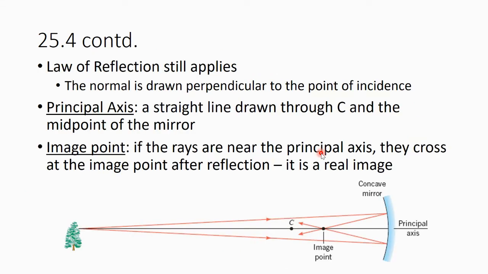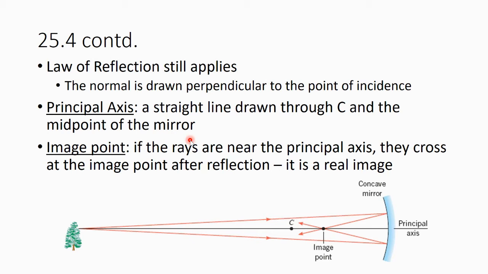So the law of reflection still applies for spherical mirrors, and the normal is drawn perpendicular to the point of incidence. So my normal line is the perpendicular line where the ray actually hits the mirror, perpendicular to the mirror. And like I just said, the principal axis is a straight line drawn through the center and the midpoint of the mirror. That is very helpful as a reference point when we're drawing pictures.